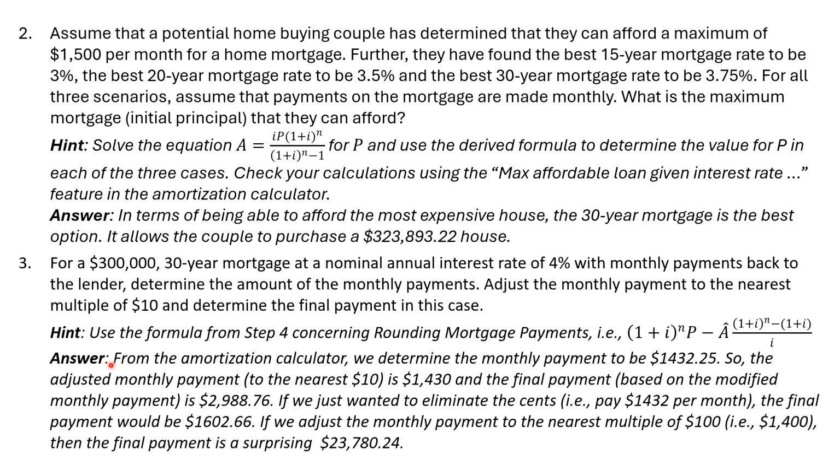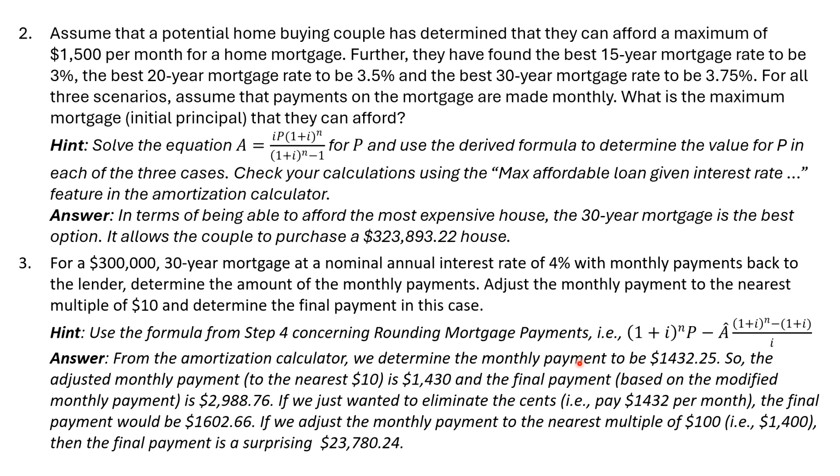And then here's the answer. For the amortization calculator, we determine the monthly payment to be this amount here. So the adjusted monthly payment to the nearest $10, in other words, $1,430, and the final payment would be a little less than $3,000.